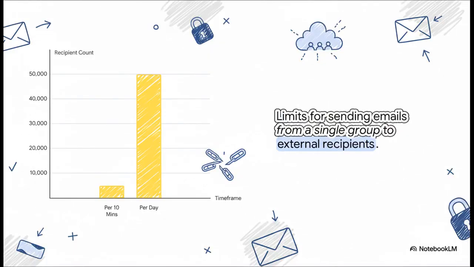Now, pay close attention, because this is one of the most critical limits. When you're emailing those external recipients from a single group, you have a cap. You can send to 5,000 of them every 10 minutes and a total of 50,000 in a single day. This is exactly why a huge newsletter blast might suddenly get throttled partway through.